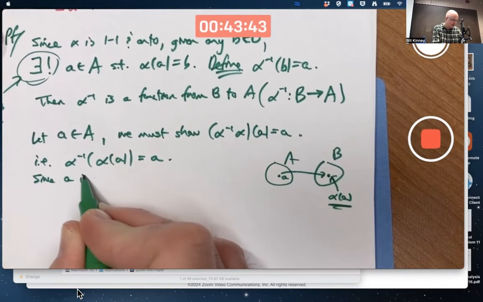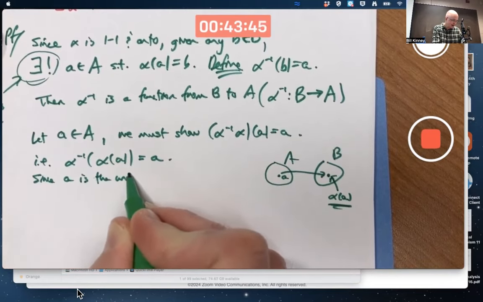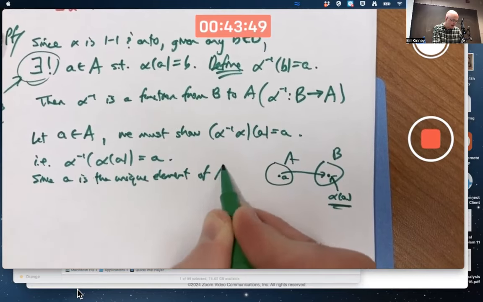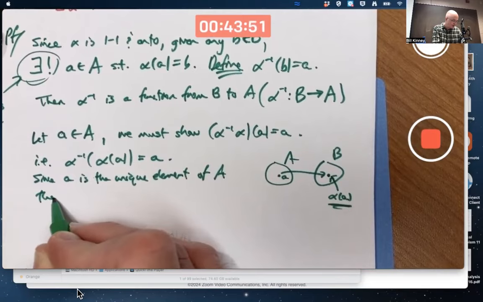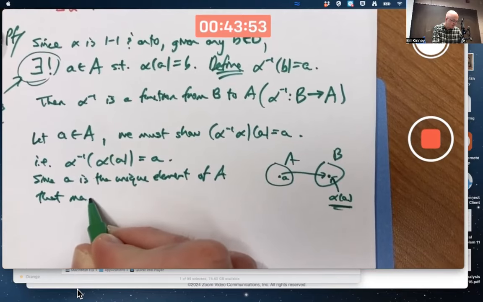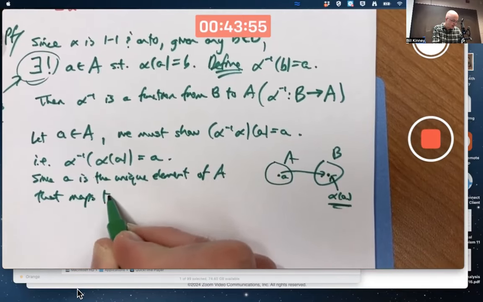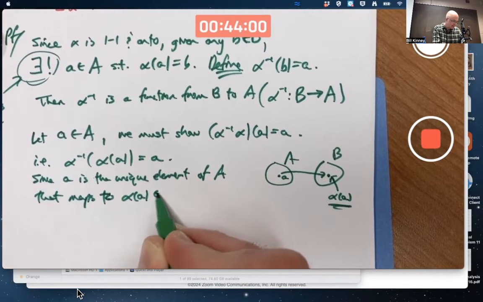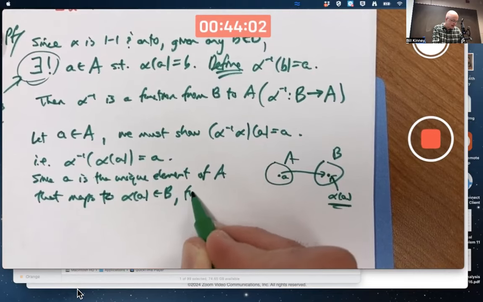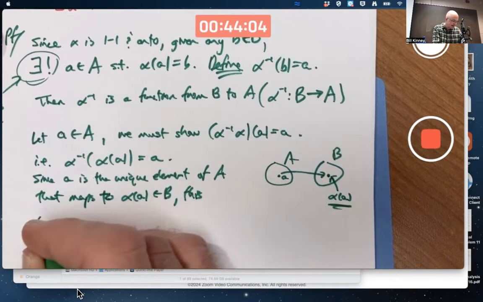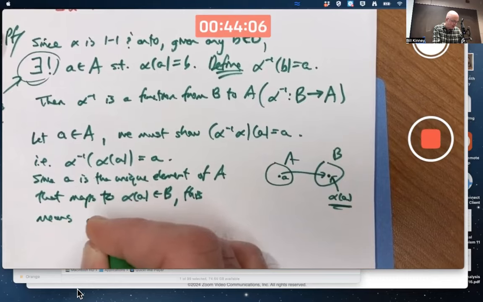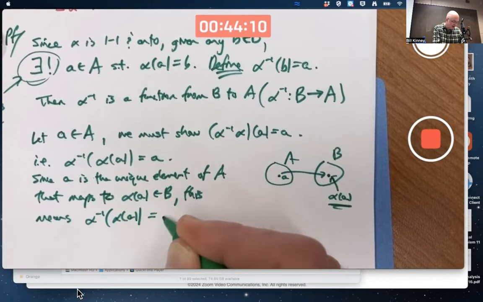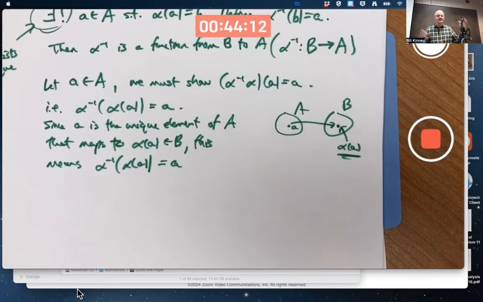How can I write that in words? Since a is the unique element of capital A that gets mapped to alpha of a in B, this means alpha inverse of that element of capital B is that unique element a. Done.